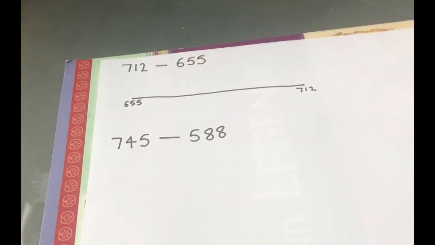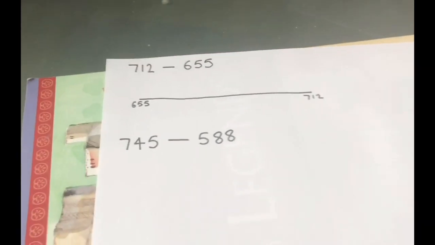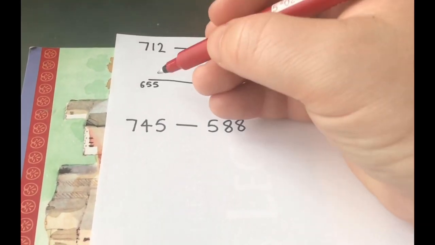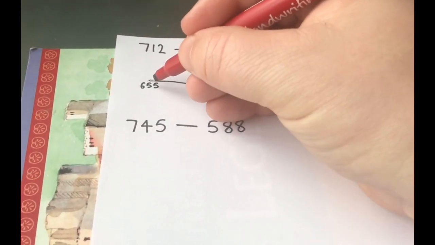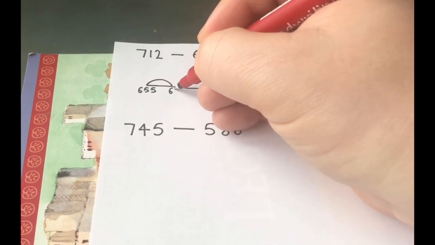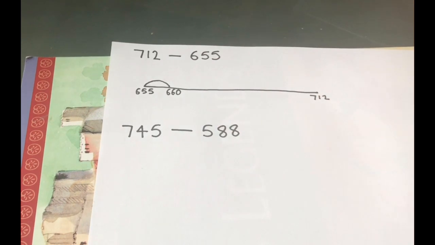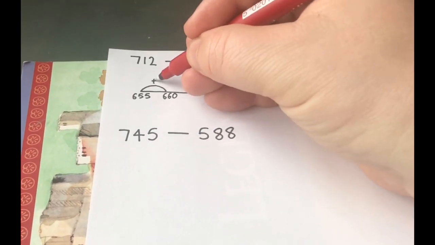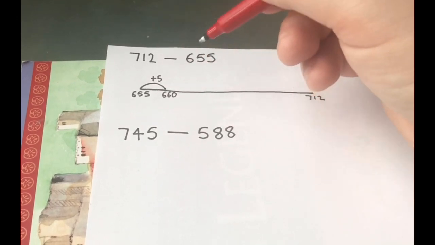So if we start at 655, I want us to get to the next multiple of 10. Multiples of 10 end in 0. So the next number which ends in a 0 would be 660. So we put 660 in here. The difference being 5. So we put 5 in there.